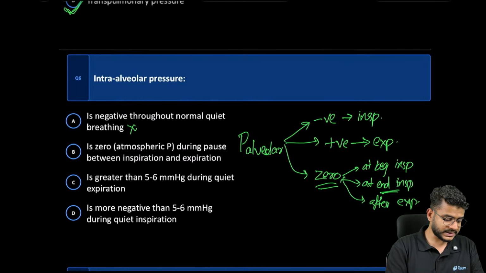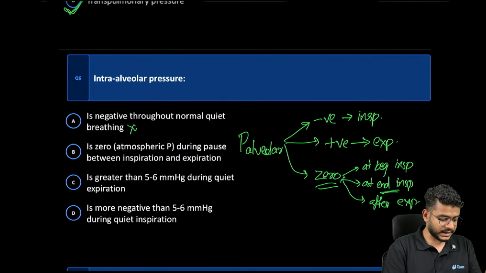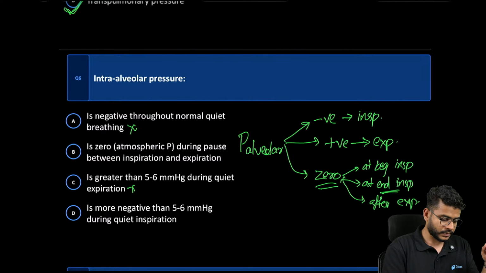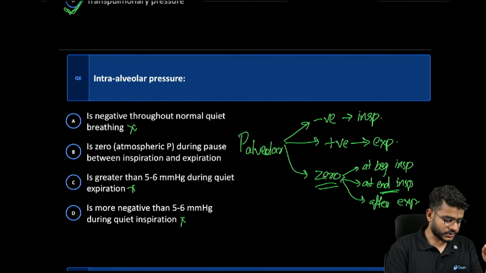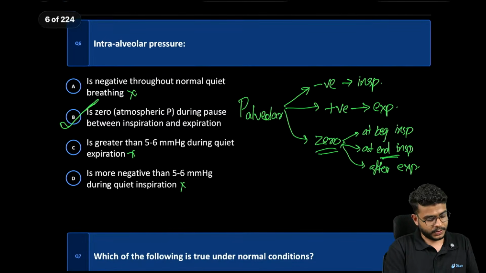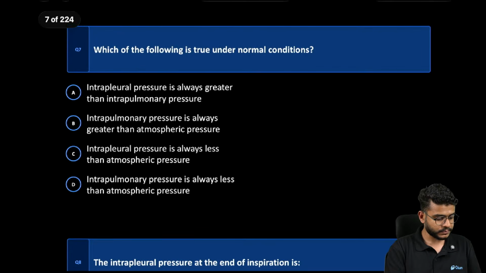Next, is greater than 5 to 6 mmHg during quiet inspiration? No, it's wrong. Is more negative than 5 to 6 mmHg during quiet inspiration? No. So the correct answer will be question number 6. The correct option will be B. Okay, the next question.